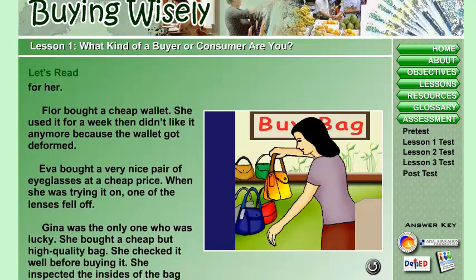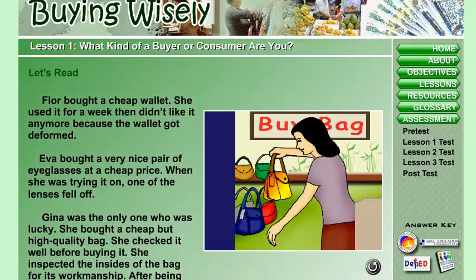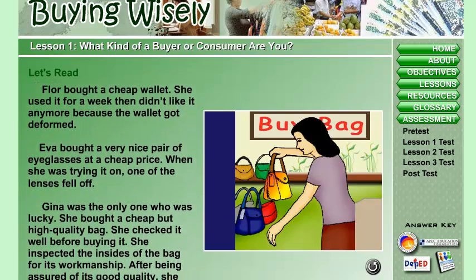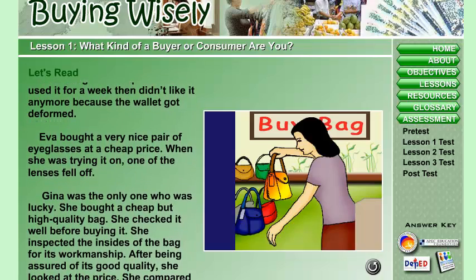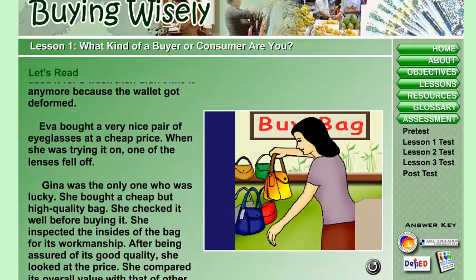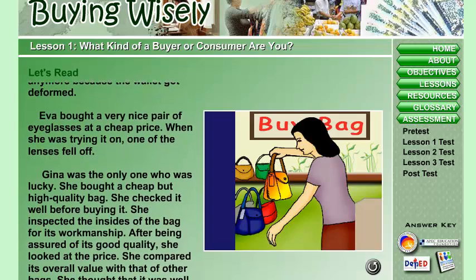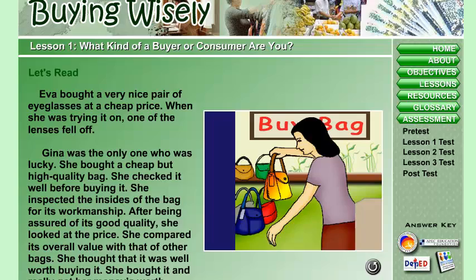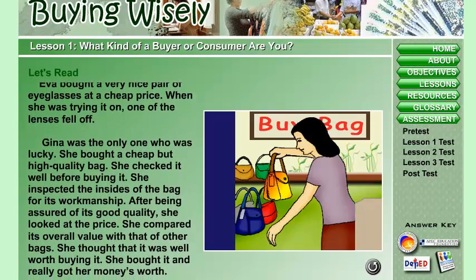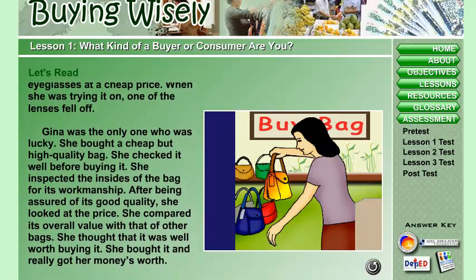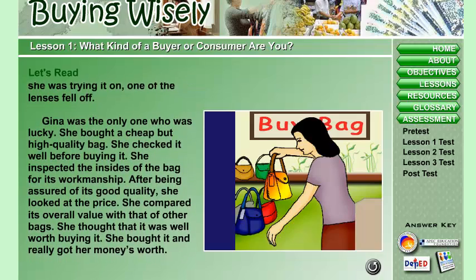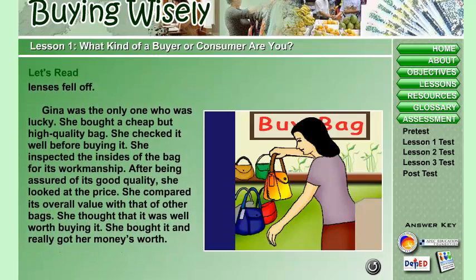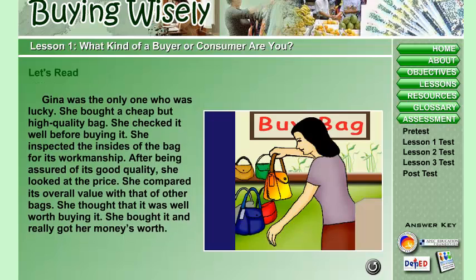Gina was the only one who was lucky. She bought a cheap but high quality bag. She checked it well before buying it. She inspected the insides of the bag for its workmanship. After being assured of its good quality, she looked at the price. She compared its overall value with that of other bags. She thought that it was well worth buying it. She bought it and really got her money's worth.